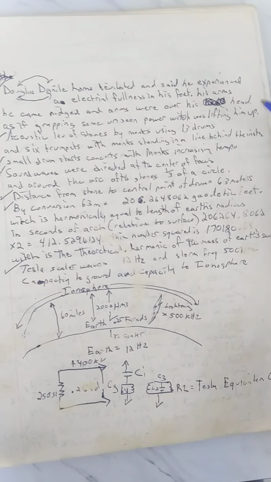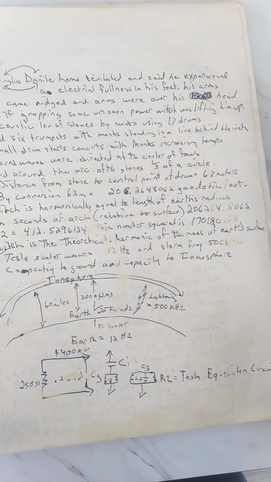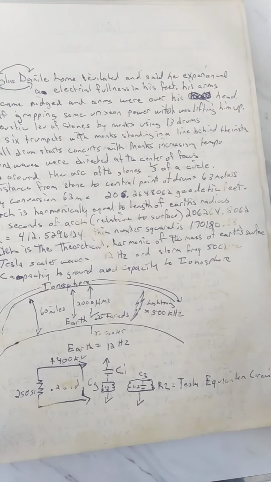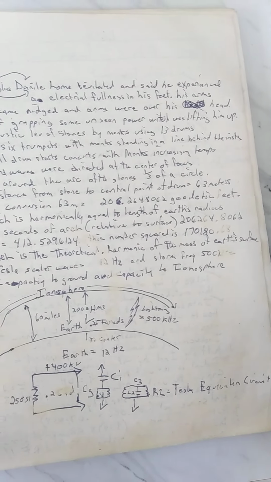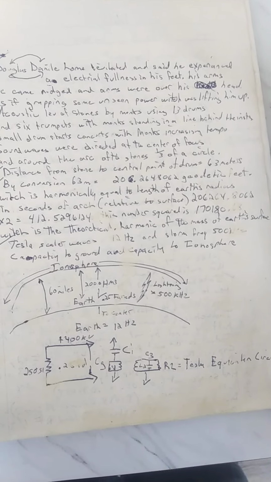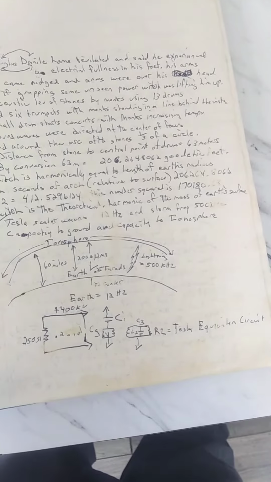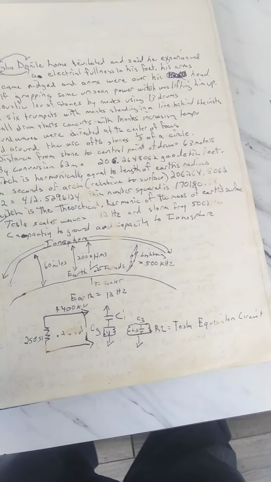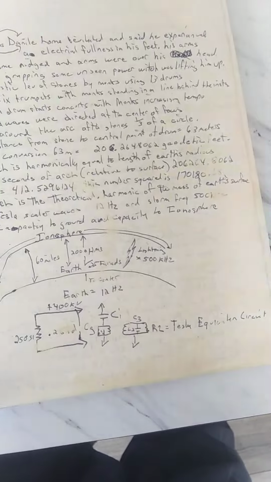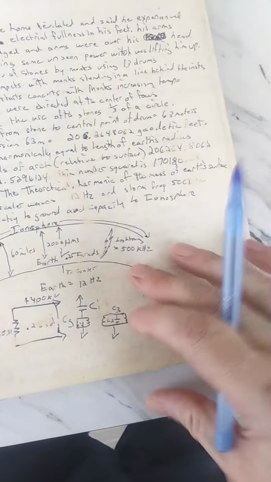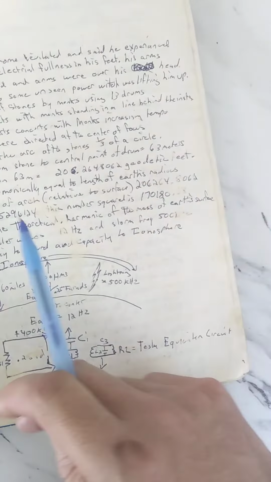So, acoustic levitation of stones by monks using 13 drums and 6 trumpets. Okay, the monks are standing in a line behind the instruments. The small drum starts them off, then they increase their tempo, and the sound waves are directed at the center of focus, which is this stone. And in the center, underneath the stone, there's a hole in this bowl, like a dielectric drain, like a low point in the material.